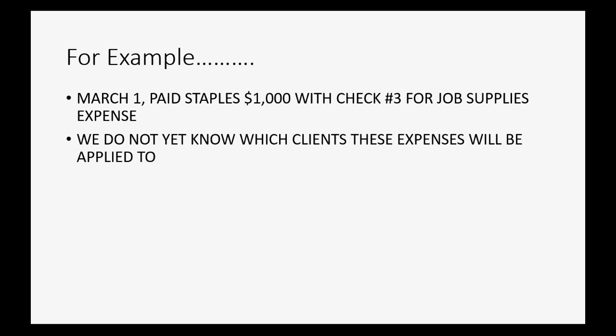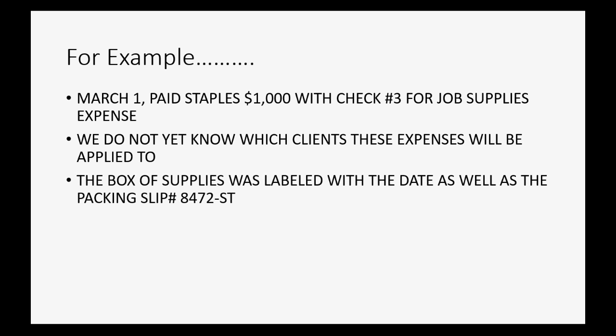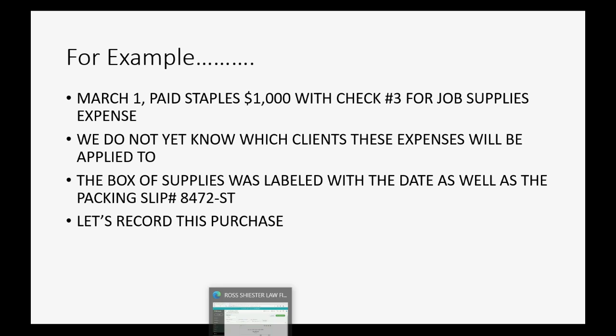For example, March 1, we paid Staples $1,000 with check number 3 for job supplies expense. We do not yet know which clients these expenses will be applied to. The box of the supplies was labeled with the date as well as packing slip number 8472-ST. So let's record this purchase from this information. Again, we are recording a prepaid expense, cost, or resource that we will later apportion to a client when we find out when we will use these expenses.